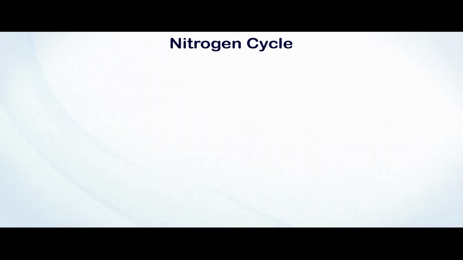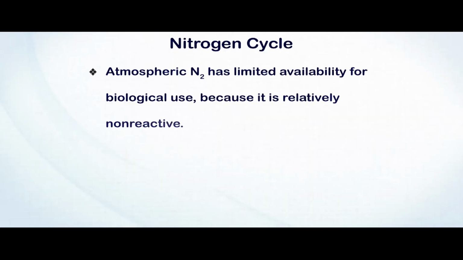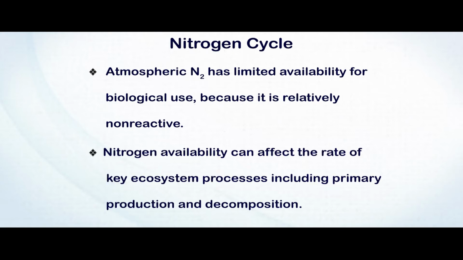The majority of Earth's atmosphere is nitrogen, as you all know. 78% of the atmosphere is filled with nitrogen. Atmospheric nitrogen has limited availability for biological use because it is relatively non-reactive. Nitrogen availability can affect the rate of key ecosystem processes, including the primary production and decomposition.